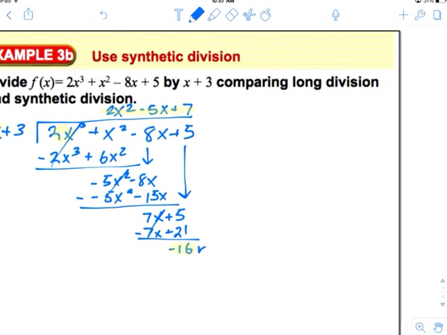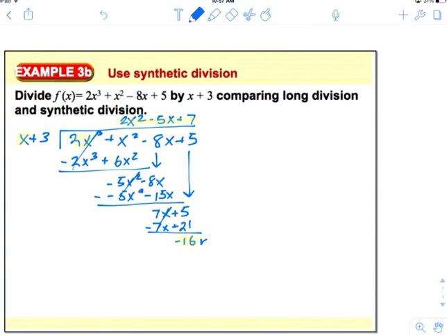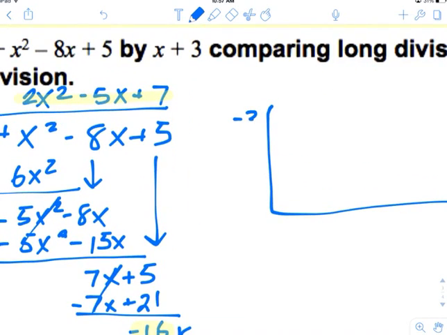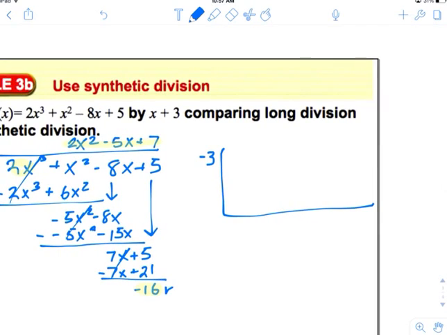Now, if I'm going to do this using synthetic division, I'm just going to set up my problem. Since my divisor is x plus 3 and the formula is x minus k, it needs to be a negative 3 on the outside. And then I'm going to write in my coefficients across. So 2x to the third plus 1x squared minus 8x plus 5. I'm going to follow my procedure, bring down my first coefficient. Negative 3 times 2 is negative 6. Add that column. 1 plus negative 6 is negative 5.